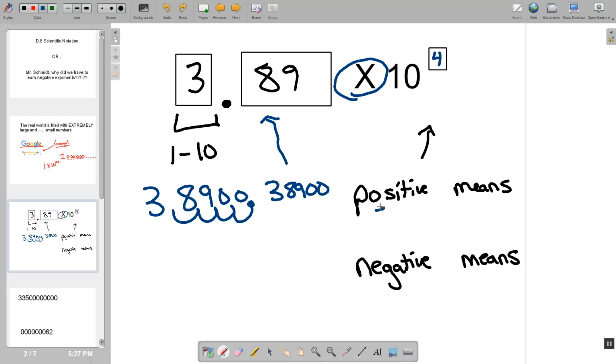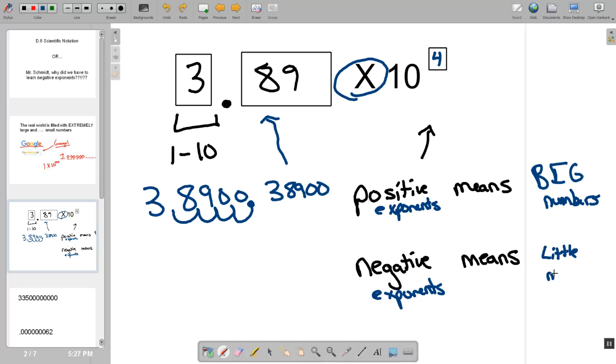So positive exponents mean big numbers. So negative exponents, we know from the last part, actually mean fractions, but in our case of scientific notation, they actually mean little numbers. So let's keep everything about this problem the same, except let's change our exponent to be a negative, let's say 5th.